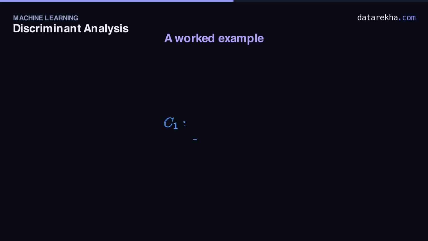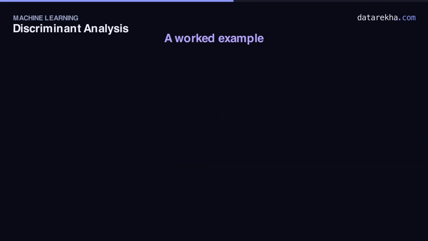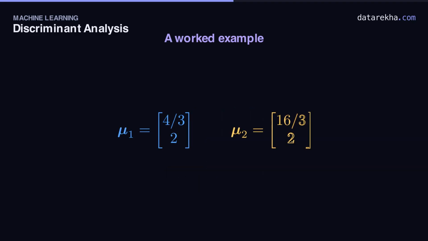Let's grind one all the way through with real numbers. Two classes, 3 points each. Class 1 clusters on the left, Class 2 on the right. Step 1. The class means. Average the x values of Class 1, 1 plus 2 plus 1, over 3 is 4/3. The y values average to 2. Do the same for Class 2. X averages to 16/3, y again to 2.